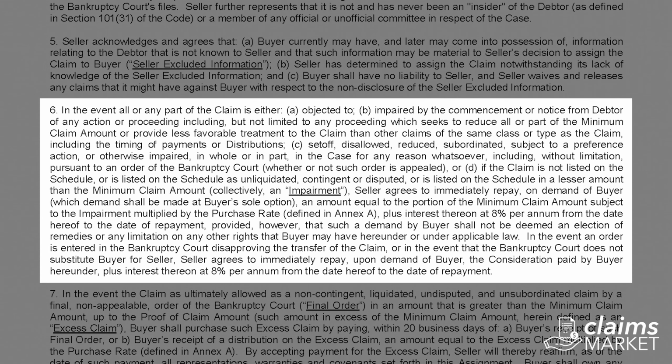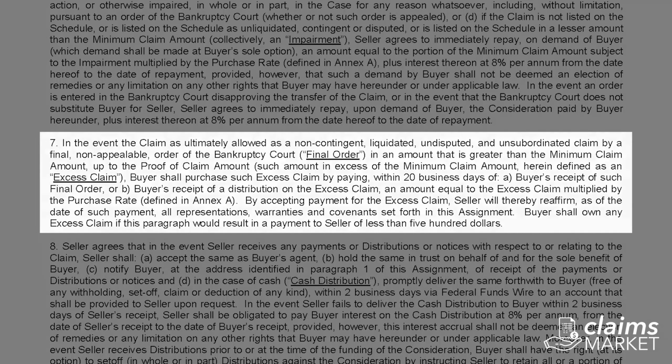If the claim is reduced by $2,000 and ultimately allowed for $98,000, then the seller is required to repay the buyer proportionally. In this example, the repayment would be $500, the $2,000 reduction multiplied by the 25% purchase rate, together with interest. If the repayment occurred 1 year after initial closing, the interest would be $40, the $500 repayment multiplied by 8%. We think this is fair because if the parties knew the claim was going to be allowed in the face amount of $98,000, the buyer would have paid seller $24,500 at closing, or $98,000 multiplied by the 25% purchase rate.